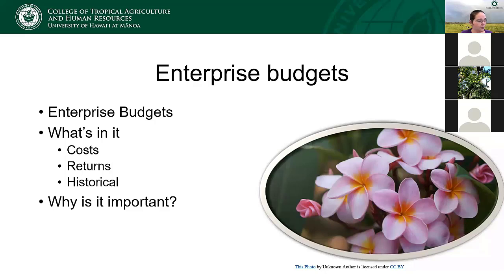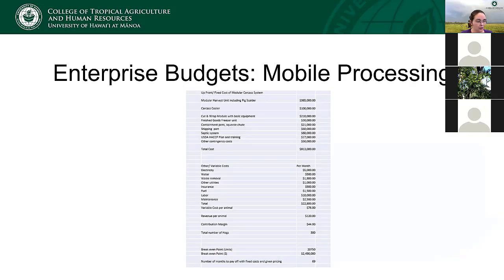And then business management requires that producers focus on financial management as much as production performance. So budget planning requires time, but can pay major dividends by identifying current or potential problems and helping find ways to solve them. So this is an example of a mobile processing unit, and I recognize that the majority of the people on here are not involved in the livestock industry, but I wanted to pull this as an example because there are a bunch of different ways to set up enterprise budgets.